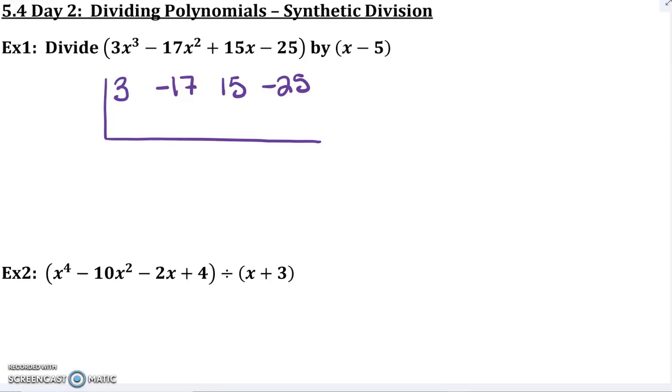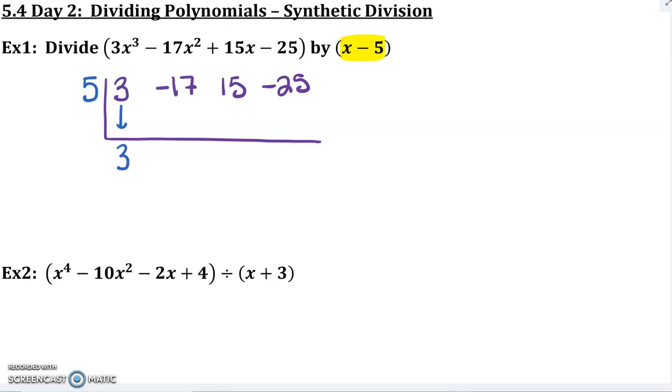The other weird thing about synthetic division is that we aren't going to use negative 5. We are going to use positive 5. So you're basically finding in this binomial what value would make that binomial equal 0, and that's what you plug into synthetic division. Because it says x minus 5, we are going to use positive 5, because 5 minus 5 would give us 0. For synthetic division, you always start by bringing this first number down to the bottom. You have to have a number at the bottom to work with.